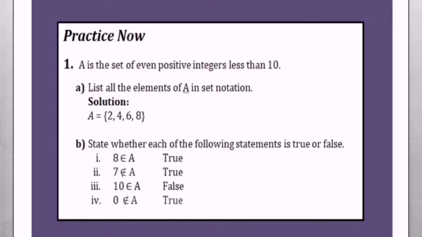Practice now, question 1. A is the set of even positive integers less than 10. The first part is to list all the elements of A in set notation, and the solution is A equals 2, 4, 6, 8. Part B is to state whether each of the following statements is true or false. First, 8 belongs to A, so this is true. Second, 7 does not belong to A, this is also true. Third, 10 belongs to A, this is false. And fourth, 0 does not belong to A, so this statement is true.